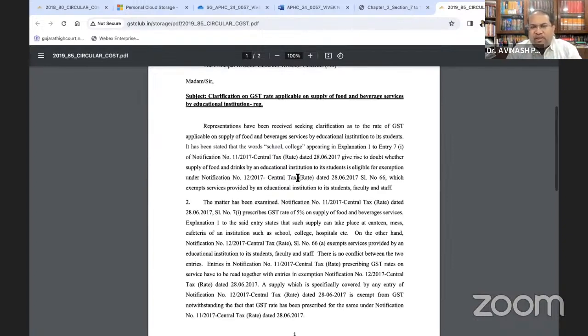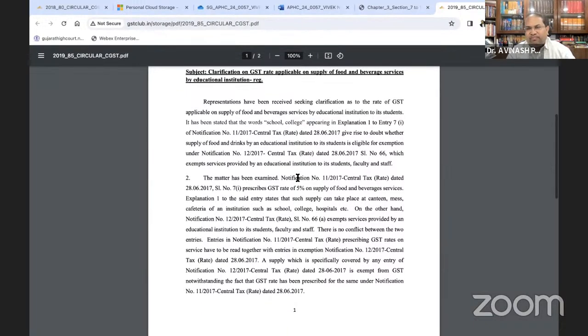Clarification on GST rate applicable on supply of goods and beverages services by educational institutions. If educational institutions are supplying food or beverages, then what will be the rate of GST applicable to them? Representations have been received seeking clarification as to the rate of GST applicable on supply of food and beverages services by educational institution to its students.